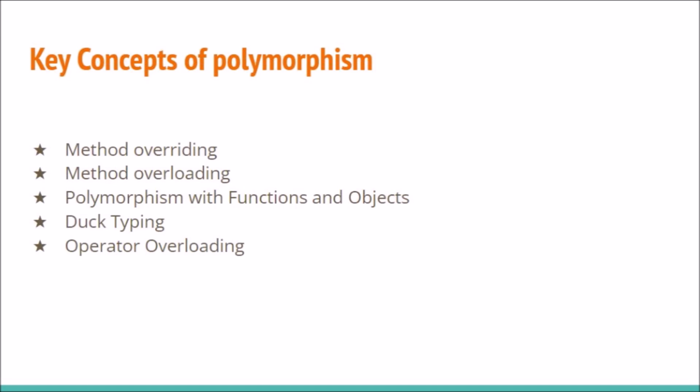Operator overloading. Python allows operators to be overloaded, meaning you can define the behavior of operators for custom objects. This is a form of polymorphism where the same operator behaves differently depending on the type of its operands. Let's see a Python program for polymorphism.